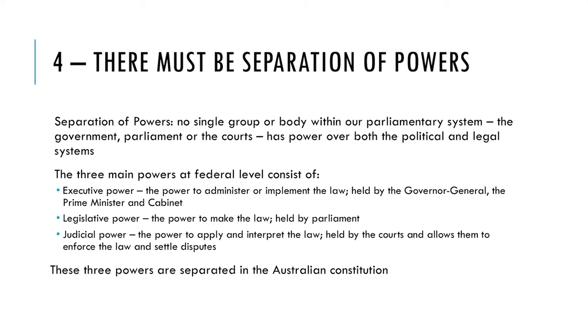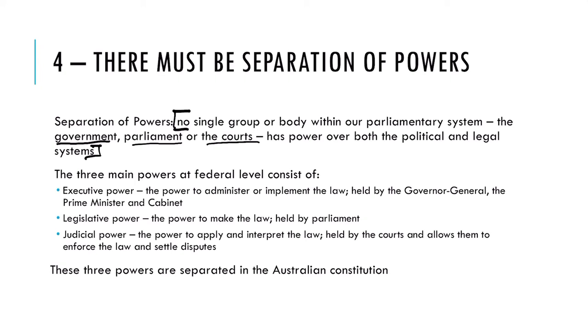So separation of powers, as a definition, really means that no single group or body within our parliamentary system, i.e. the government, Parliament or the courts, has power over both the political and the legal systems. So these things need to be separate to ensure that no one group gets too much power.